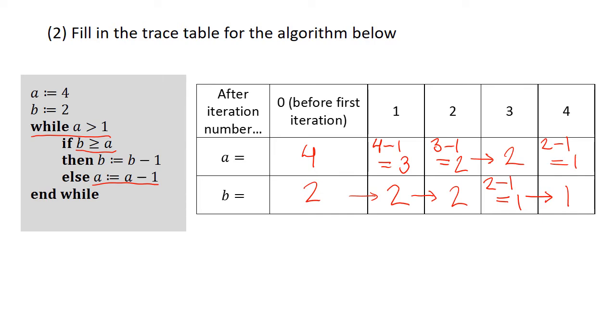Okay, and then we're going to check the loop again. So we check the while condition, and this time the while condition is false. A is not greater than 1, so that is the end of the loop.